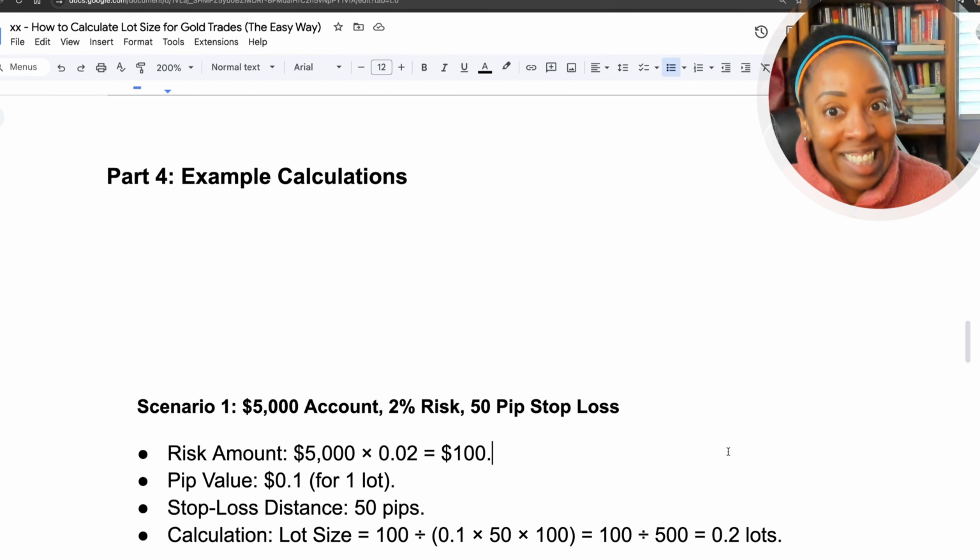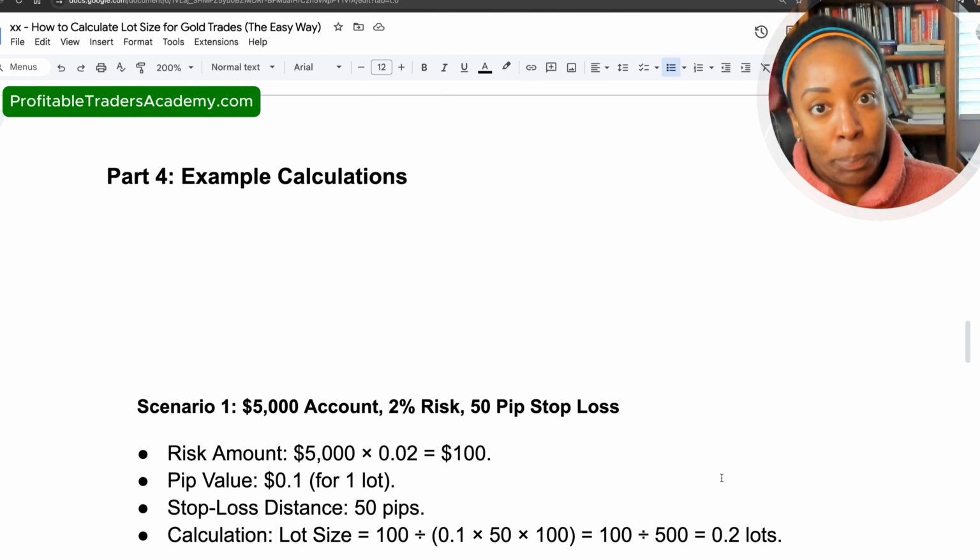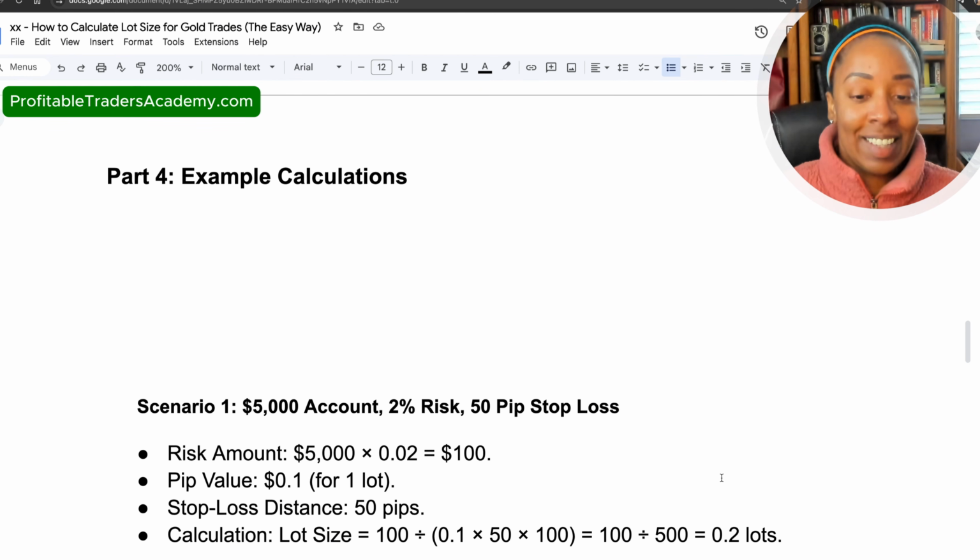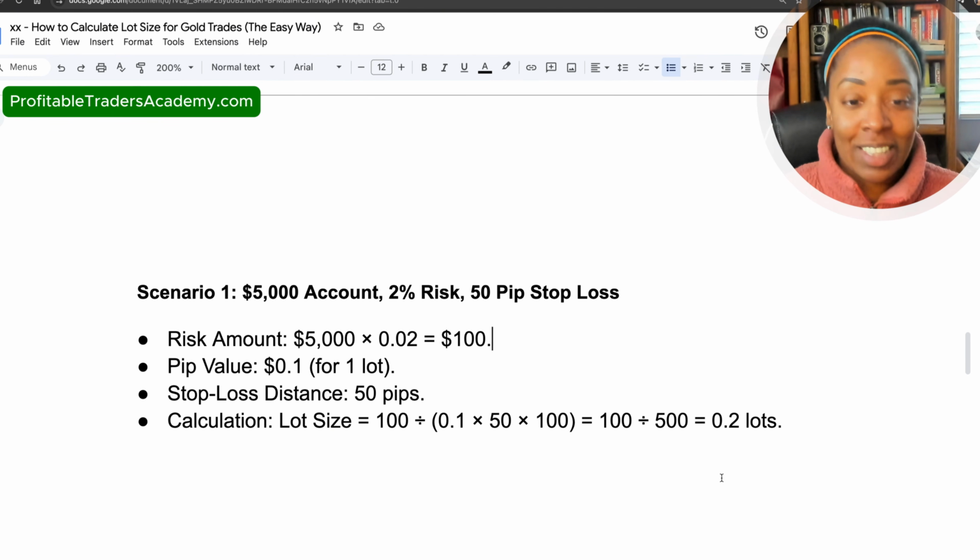So that's really easy. So many calculators would give me something like 2 lots, and then I put 2 lots in on gold, and then account blown. So this is so cool. So anyway, let's do another one.